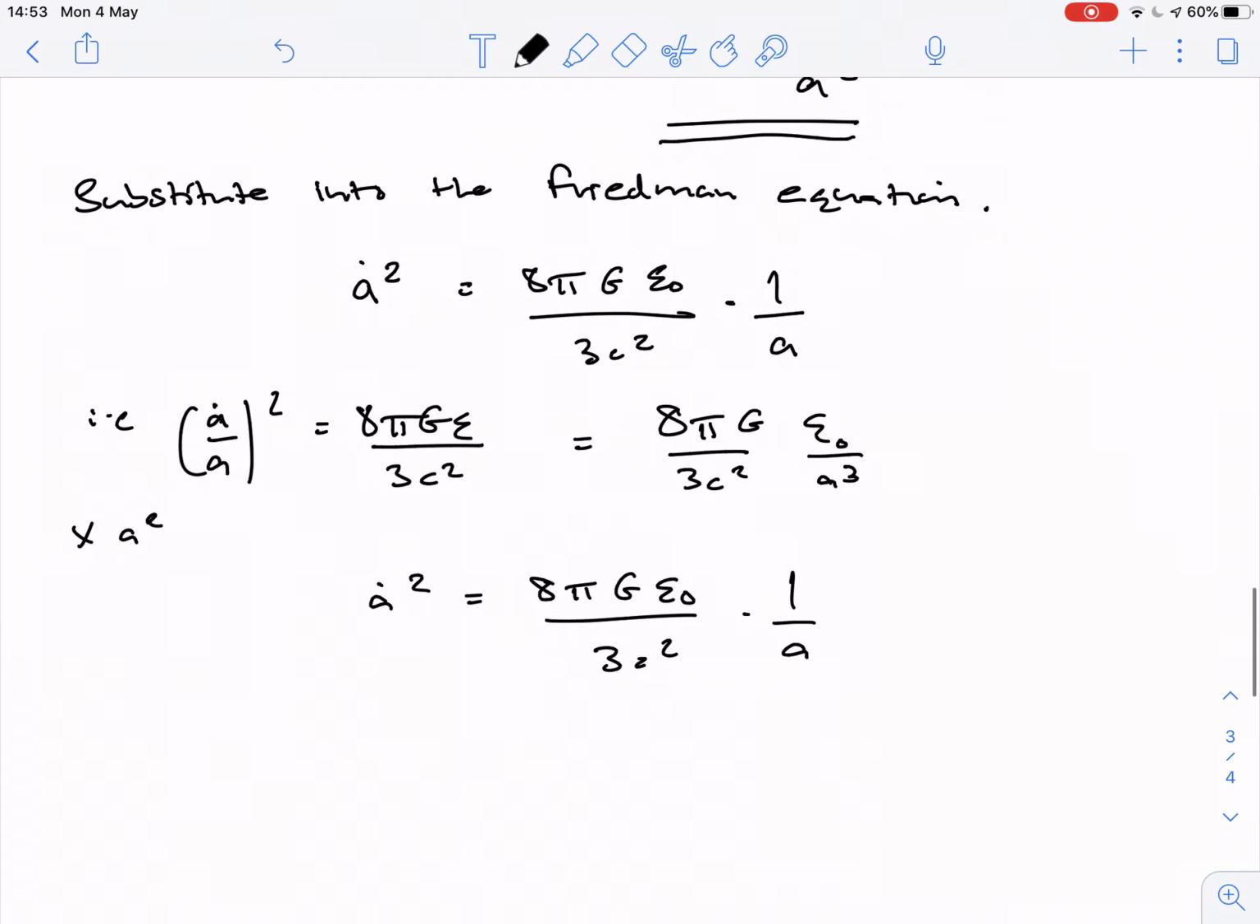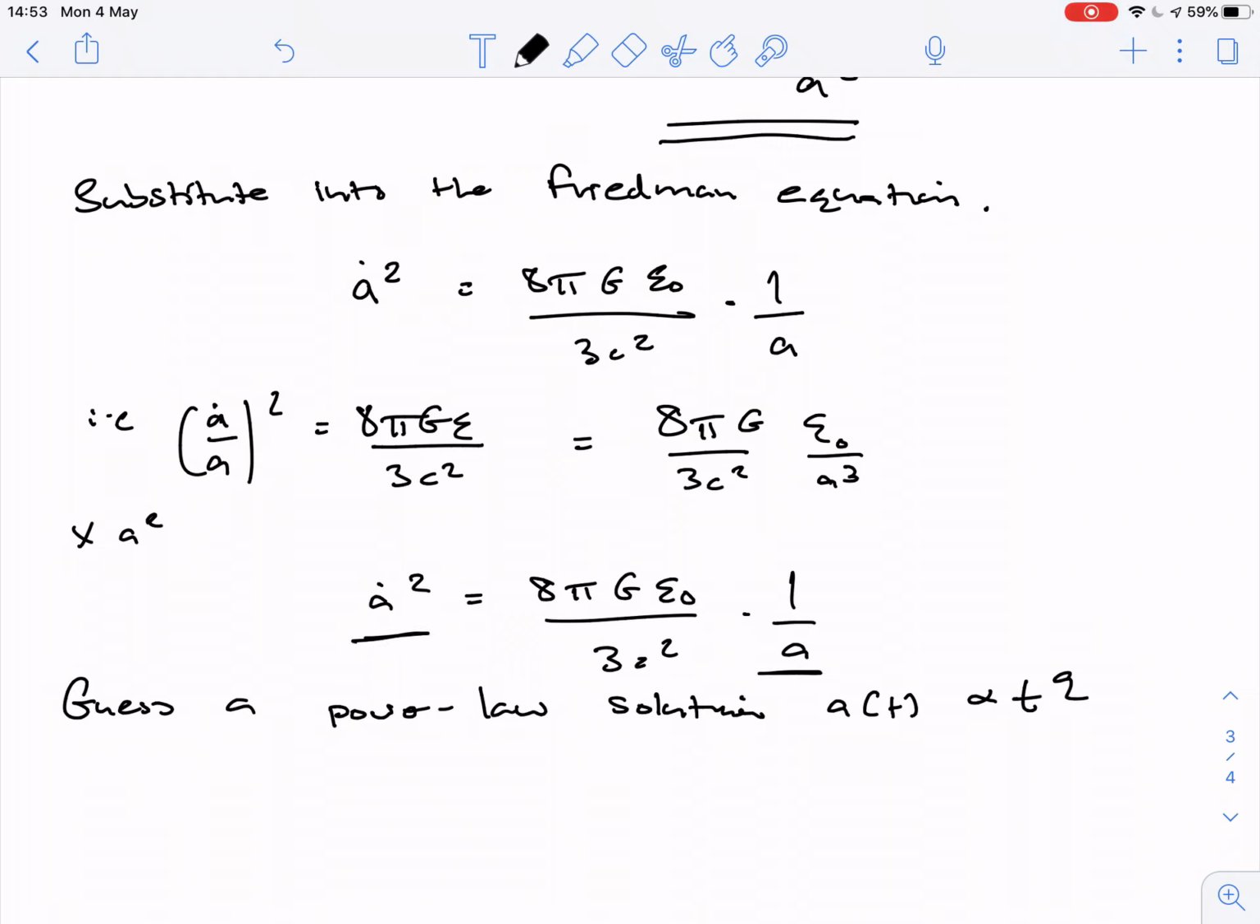You're still early in your education here, but something very common in astronomy is that things have power law solutions. Again, you can integrate this, and we'll do that when we look at radiation. If you prefer not to integrate this, you can guess a power law solution of the form a of t is proportional to t to the q. And then you can look at the proportionalities on this side and basically get a simultaneous equation in q, because it has to be consistent. My powers of time have to all match.